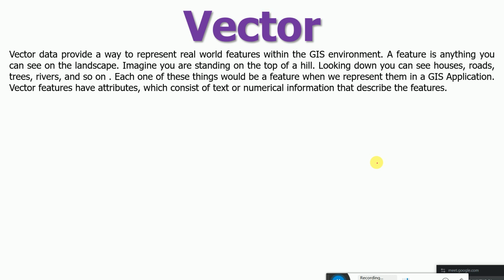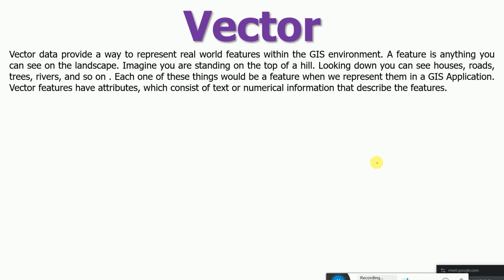Okay. Vector data. Vector data provide a way to represent a real world feature within the GIS environment. Whenever the question comes to mind of what is vector data, then this is a feature. Feature means it's a shape, it's a geometry: line, polygon, point. A feature is anything you can see on the landscape.